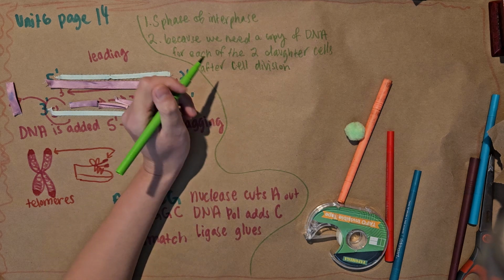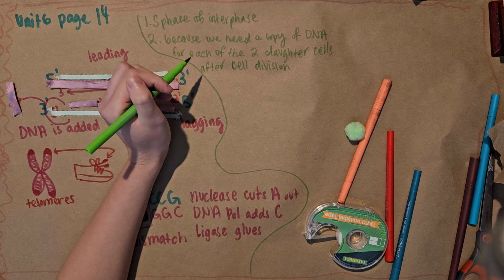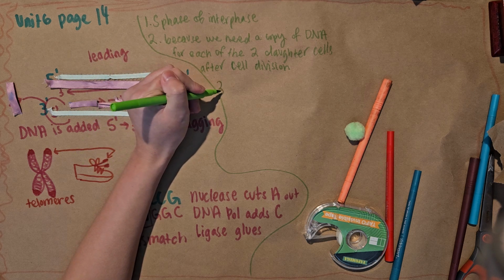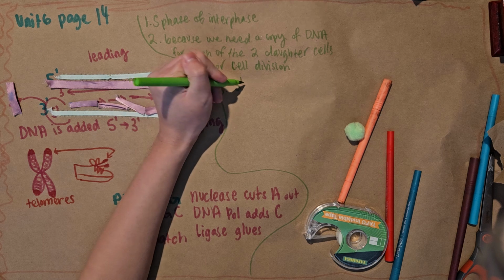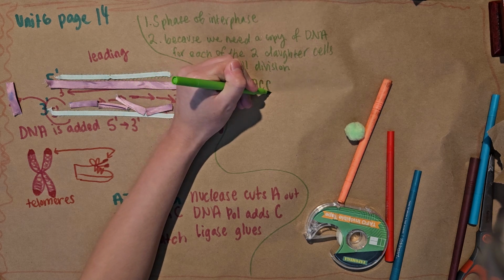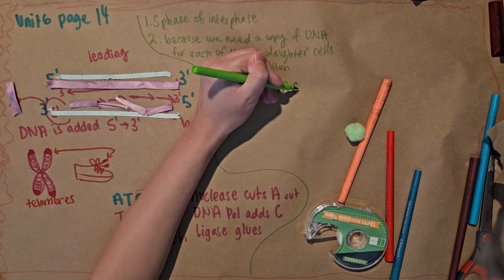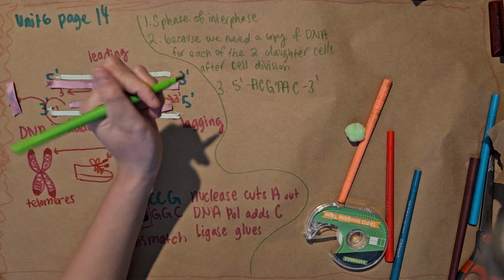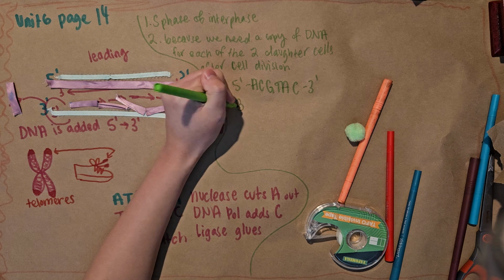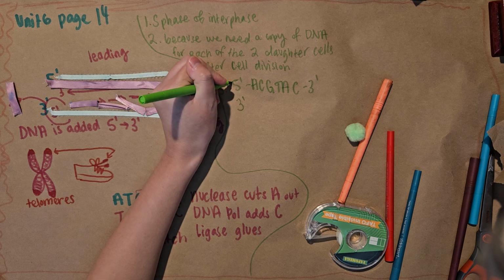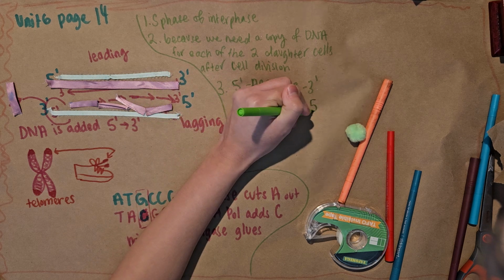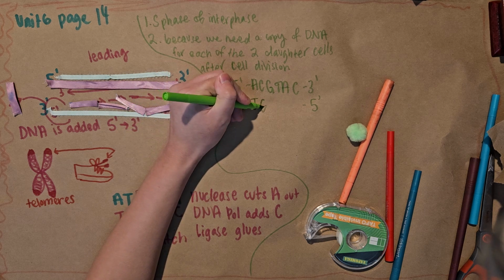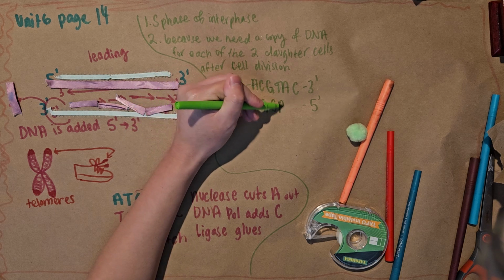Number 3, if a parental strand reads that, what would a newly synthesized strand read? So the parental strand is ACGTAC. So the correct way to write this would be, because DNA is anti-parallel, you have a 5 on that end, then you're going to start out with a 3. Boom, we got a 5 on the other end. And then this would be TGCATG.